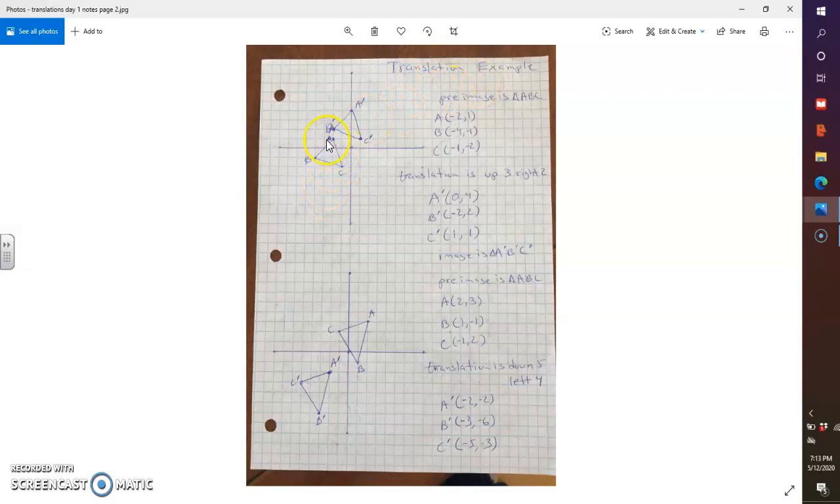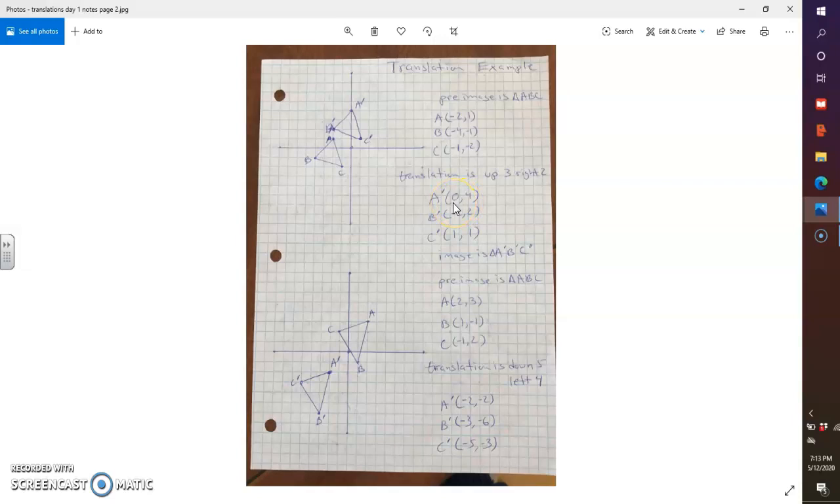Essentially, this is my first figure, A, B, and C, my pre-image. A is (-2, 1), B is (-4, -1), C is (-1, -2). And you're literally told to move each point up 3 and right 2. And that's what I do. My A goes up 3, right 2. My C goes up 3, right 2. My B goes up 3, right 2. And I record my new triangle and my new points.